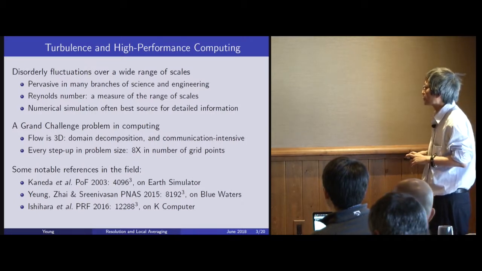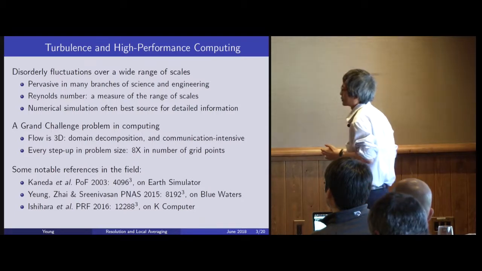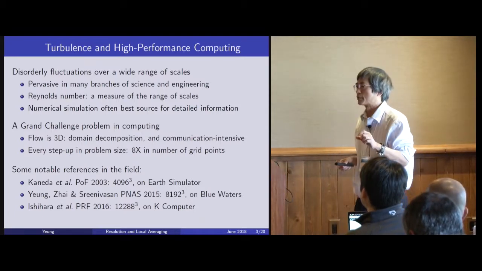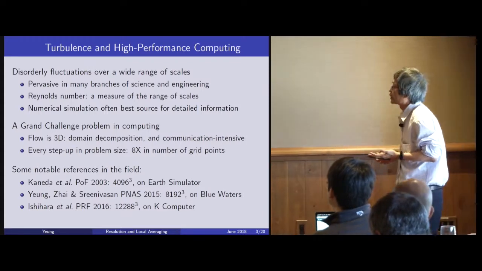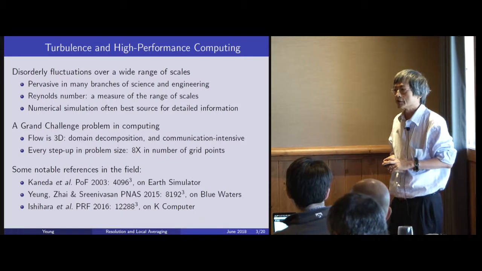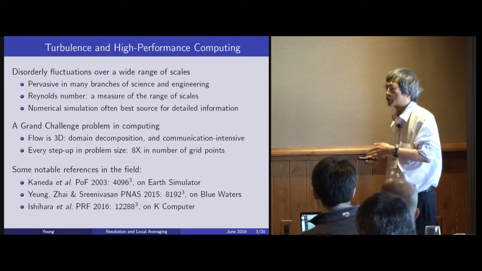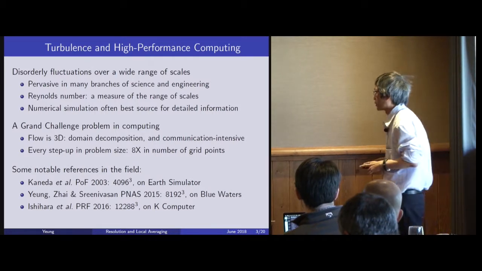And also one of the challenges for turbulence people is that every time we want to step up the problem size, let's say you want to double the number of grid points in each direction, that means that altogether you have an 8 times jump in the number of grid points. Very often you find that people go from one resolution to another, and it will take a few years, maybe a different computer very often.